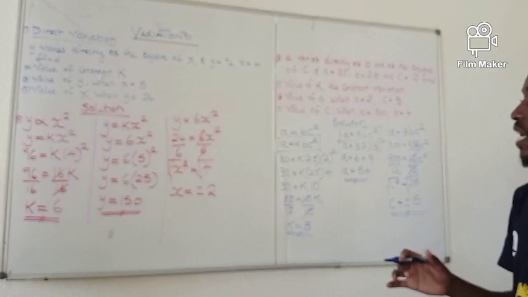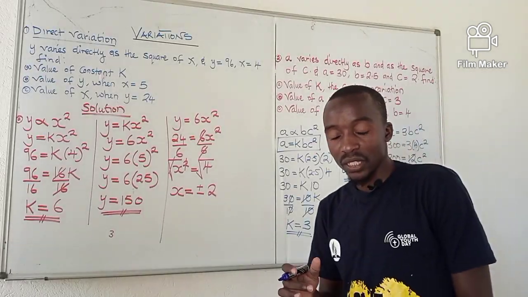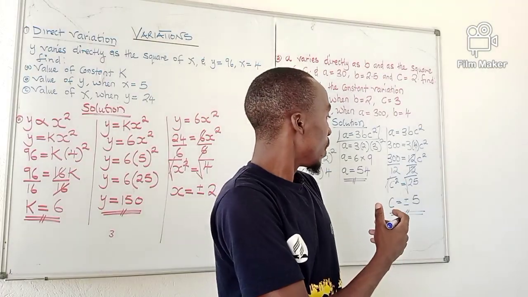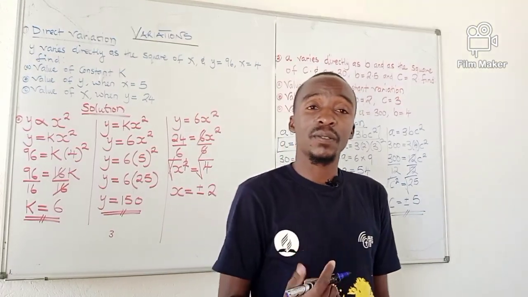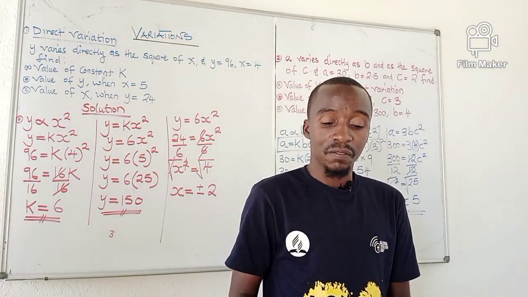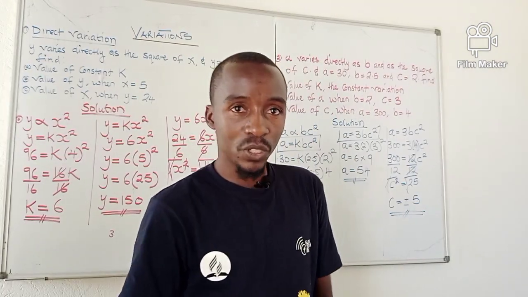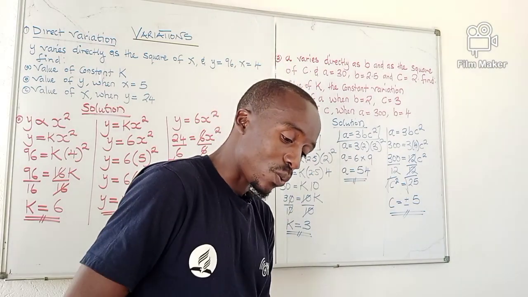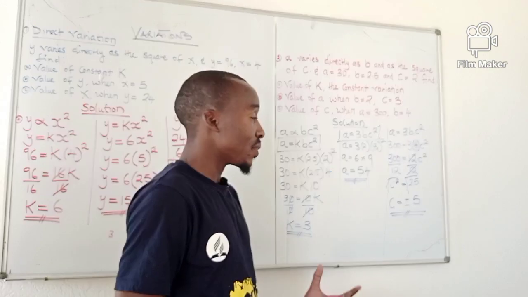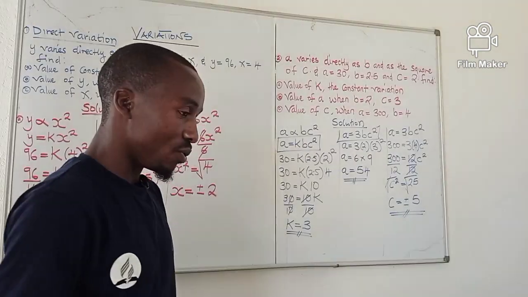Okay. So that is how you work out direct variation. These were the two examples that we had. The next lesson we are going to be looking at inverse variation. Thank you very much for watching. Go through the video, watch it, rewind, pause it until you get the concept. Okay, thank you very much.